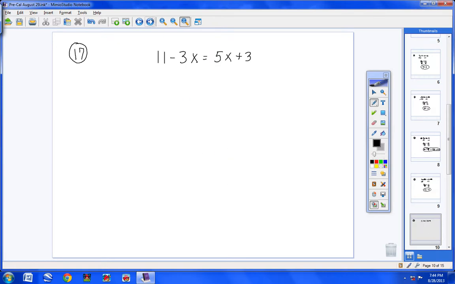All right, moving on to number 17. Same thing. Unlike terms, you cannot combine them, so neither side can be simplified. So next, I want to get all my variables on one side and all my constant terms on the other.